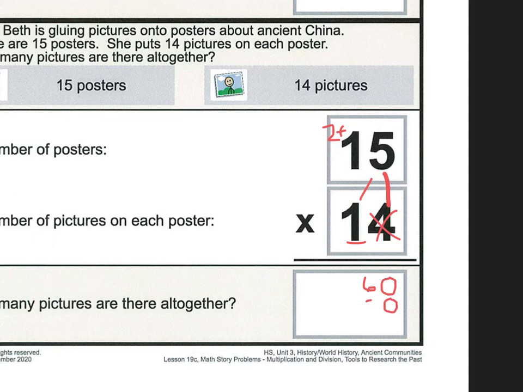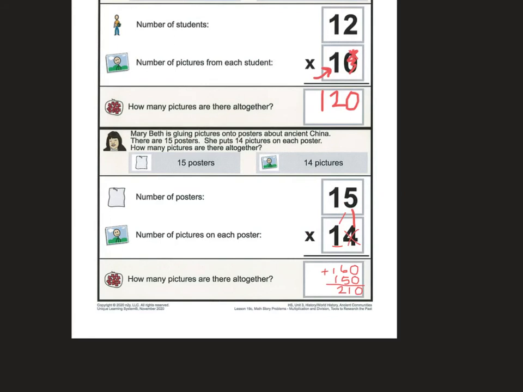1 times 5 is 5, and 1 times 1 is 1. I'm done with that 2 that's up there because that was from the 4. Now I take my 2 sets of numbers down here and I add them together. 0 plus 0 is 0. 6 plus 5 is 11. Put the 1 there, carry the 1. And then 1 plus 1 is 2. So 15 times 14 is 210.